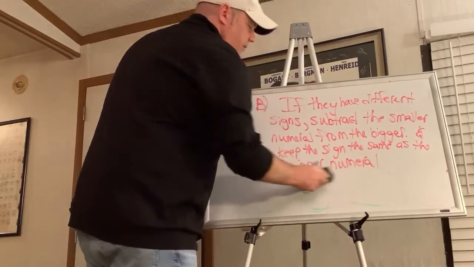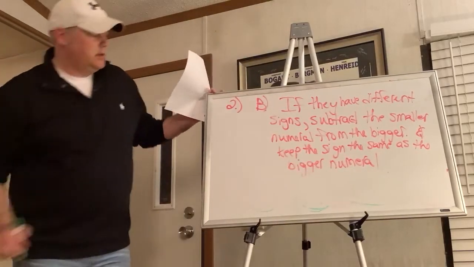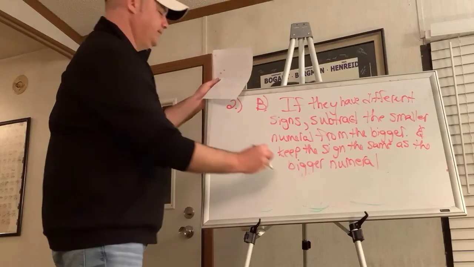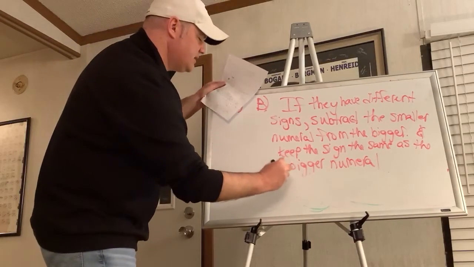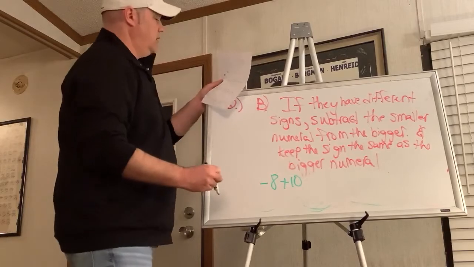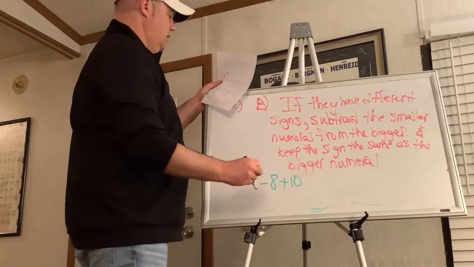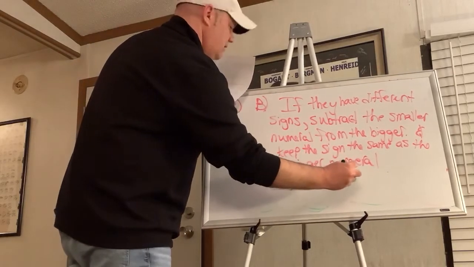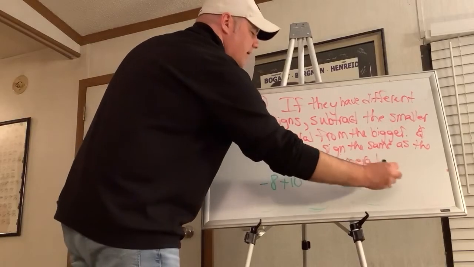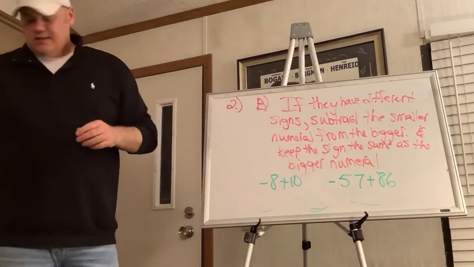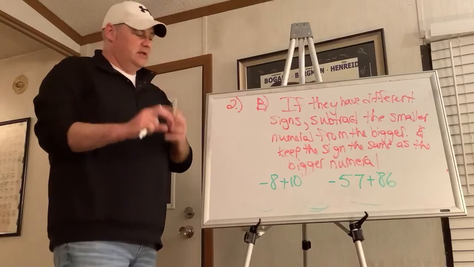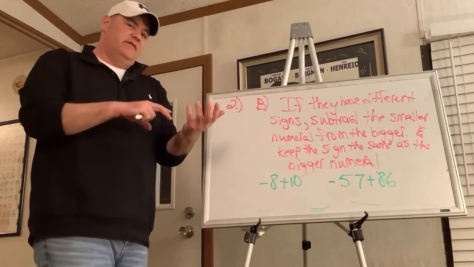These will also look a little bit different. So let's do -8 plus 10 and -57 plus 86. Now what you notice about these is, this one's a little bit easier to see that they're one of each kind because I've put the negative first.